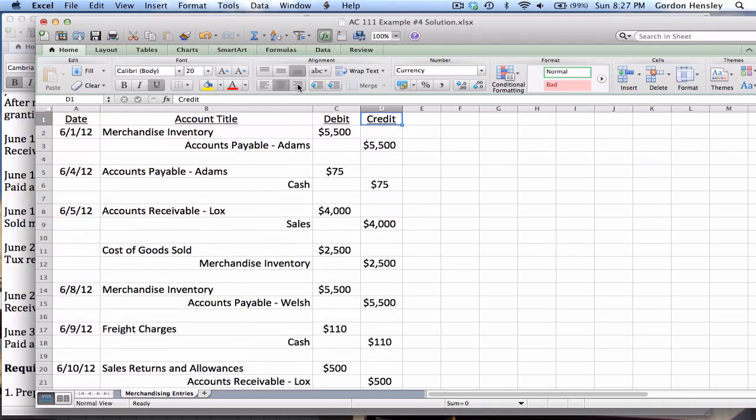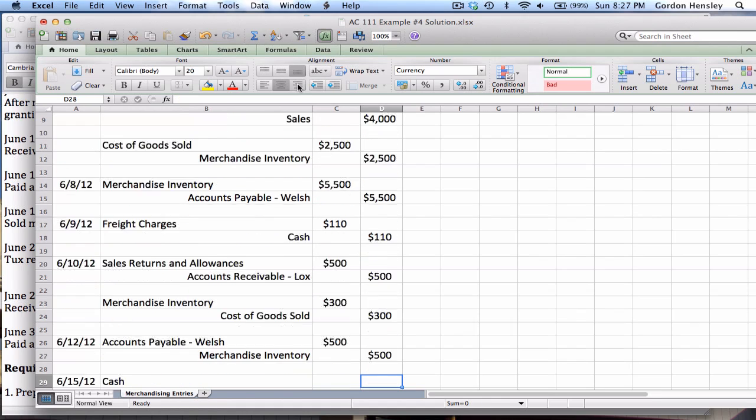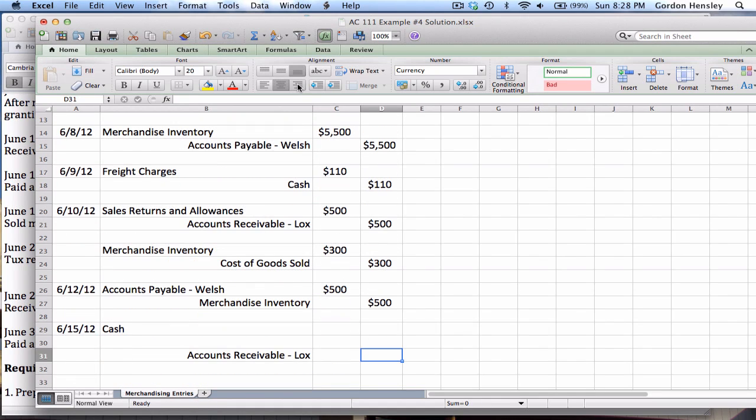So if I go back to the very beginning, where do I see it? Well, I see right here. Accounts receivable Locks is the first time it was used. We debited it for $4,000. Then I see it again right here. We credited it for $500. So if we debited it for $4,000, turned around and credited it for $500, that means right now it's $3,500. So you see how that labeling helps you recognize all the different times it was used.